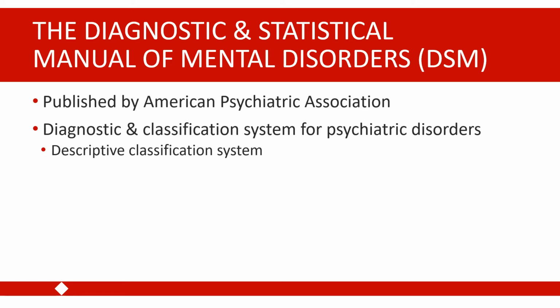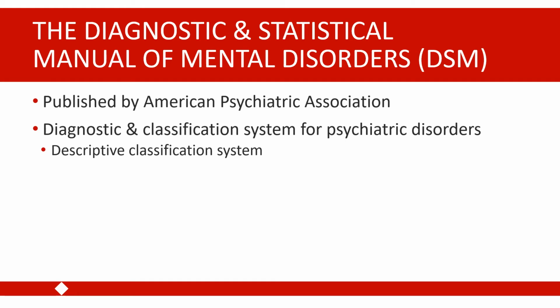So one important characteristic of the DSM is that it is explicitly a descriptive classification system, and this differentiates it from many other classification systems in medicine that tend to be based on causes of illness. So for example, if you go to the doctor with a sore throat, they're not going to diagnose you with a sore throat. They might diagnose you with a strep infection because your sore throat is caused by a strep bacterium, or they might diagnose you with COVID-19 if your sore throat is being caused by a coronavirus infection.